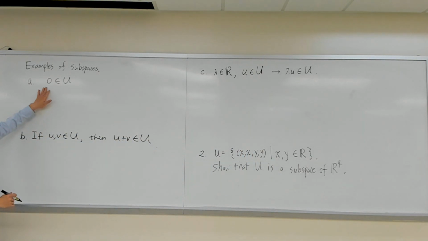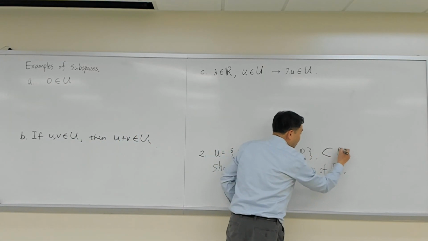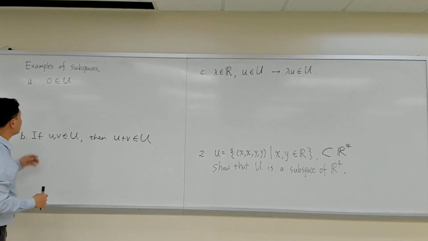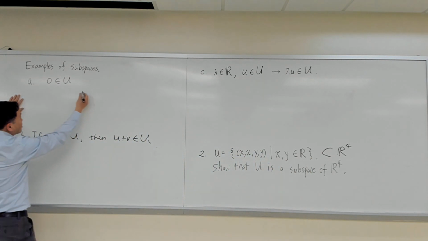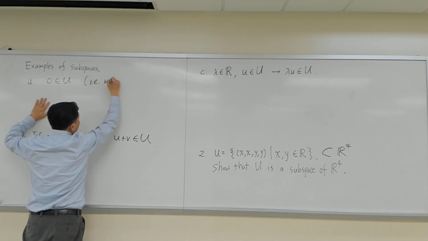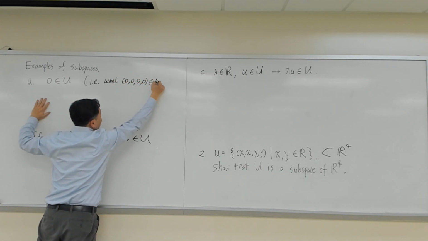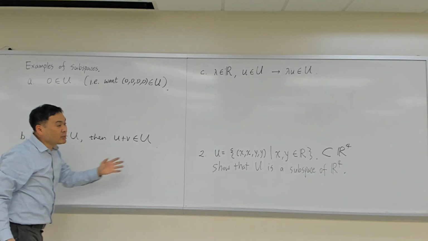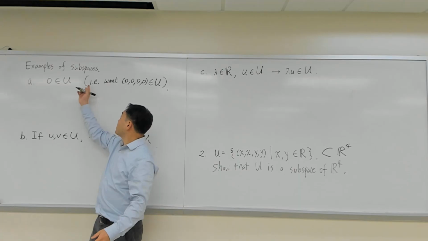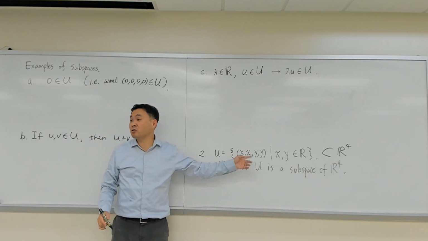Okay, in this context, the 0 in R4, this is a subset of R4, right? So 0 in R4 is 0, 0, 0, 0, so we have to show that 0, 0, 0, 0 is in U. Now we've already spent some time understanding what U is, so we can figure out that 0 is in U. Now is 0, 0, 0, 0 in U?